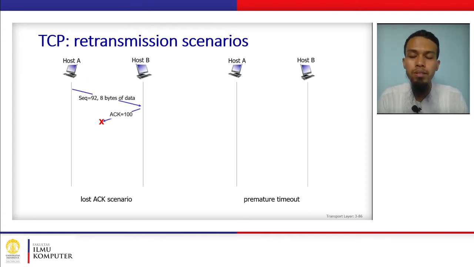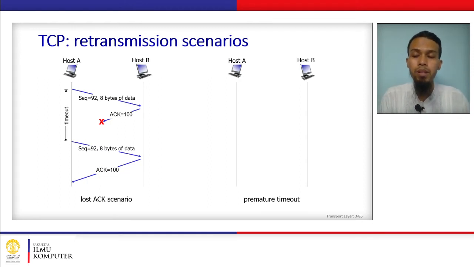Host B received the segment, but then the acknowledgement sent by B got lost. After the timeout, host A doesn't receive any acknowledgement from B, so it assumes that the sequence sent by host A is lost. So host A has to retransmit the same segment to host B.